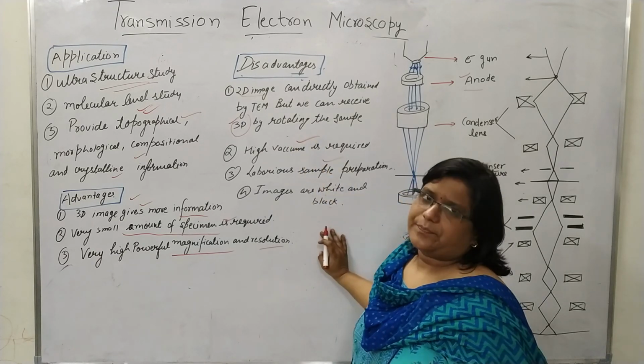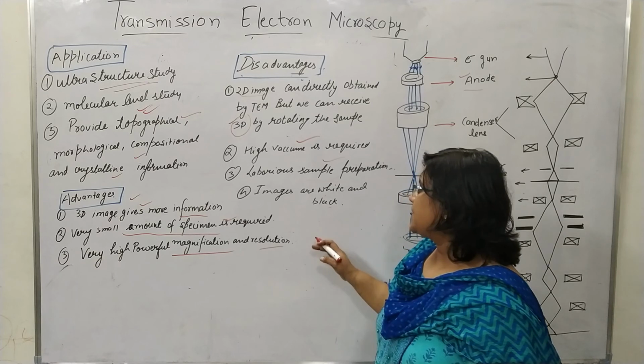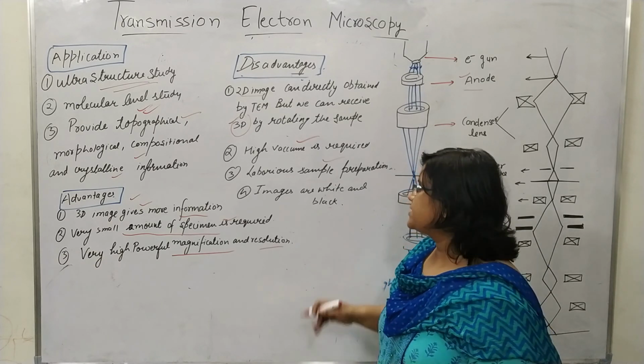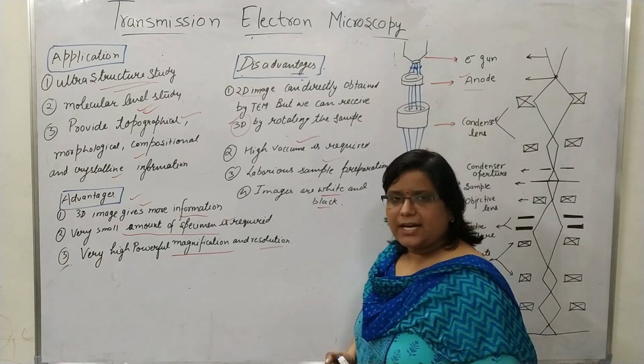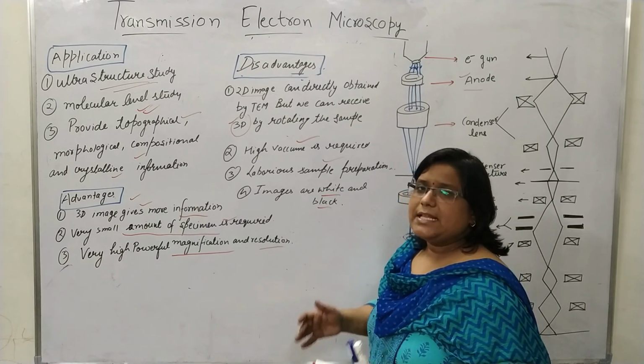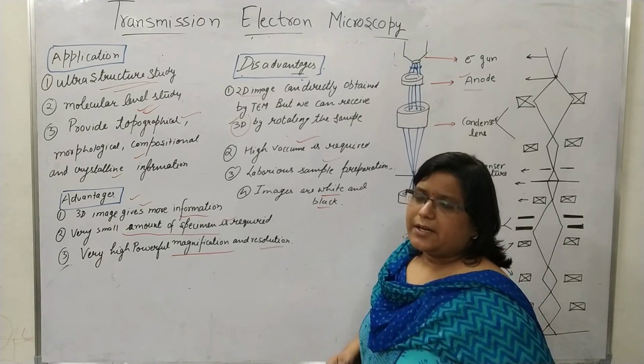Vacuum creation is another step which comes under the disadvantages. And as I have told, the images are formed in light and dark form, meaning black and white, so we cannot receive colored images.